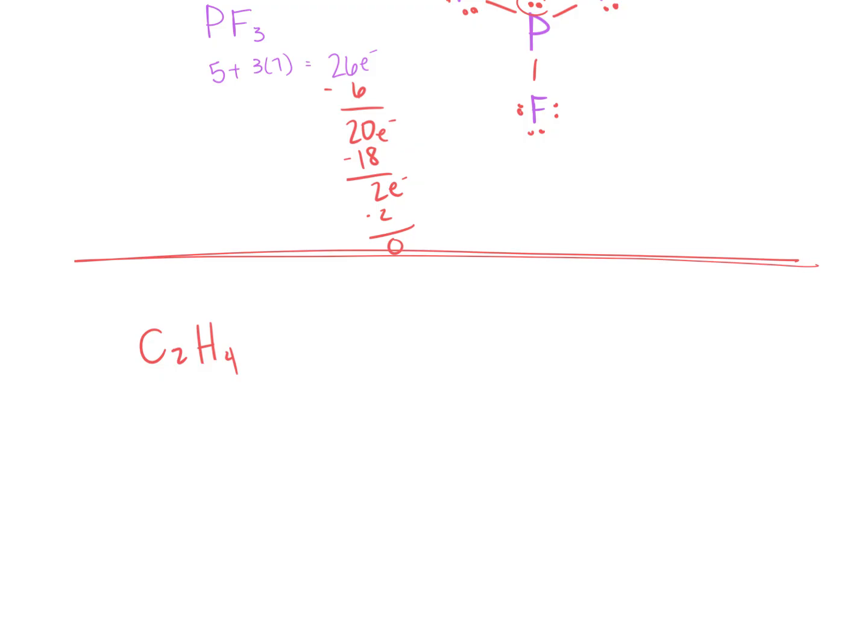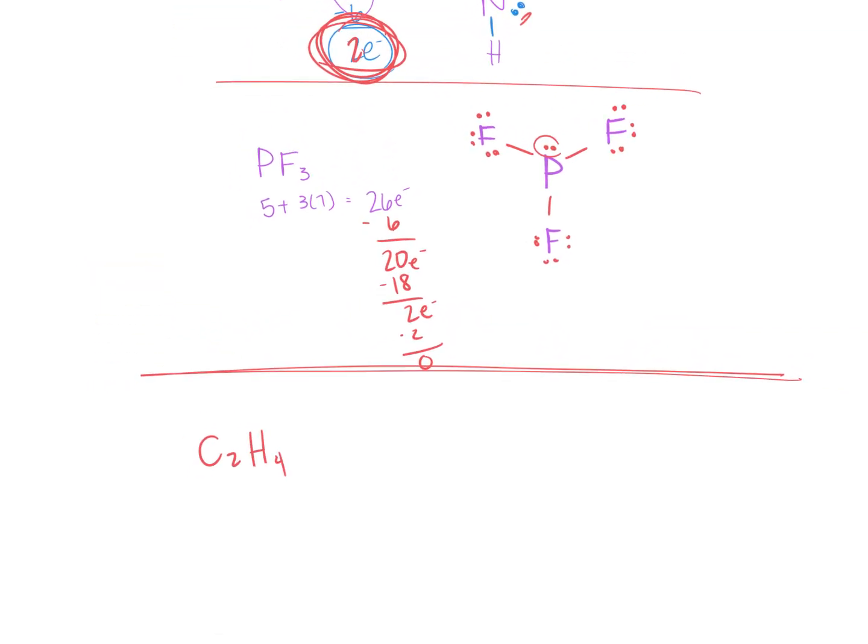C2H4. C will go in the middle. Very good. Let's count our electrons for this one. Each carbon gives us how many? 4. And there's 2 of them. And each hydrogen gives us 1, and there's 4 of them. So 8 plus 4 is 12 electrons. Did our number come out even? Yes. That's what we want. It has to come out even.